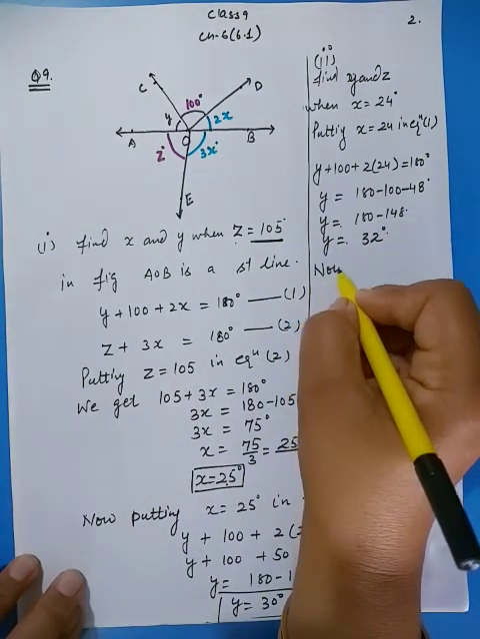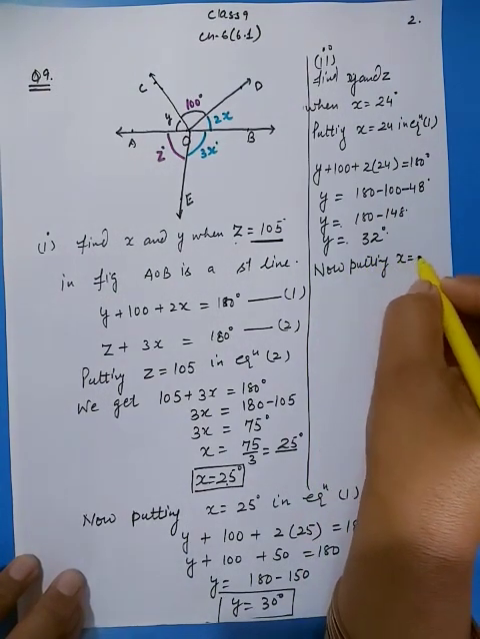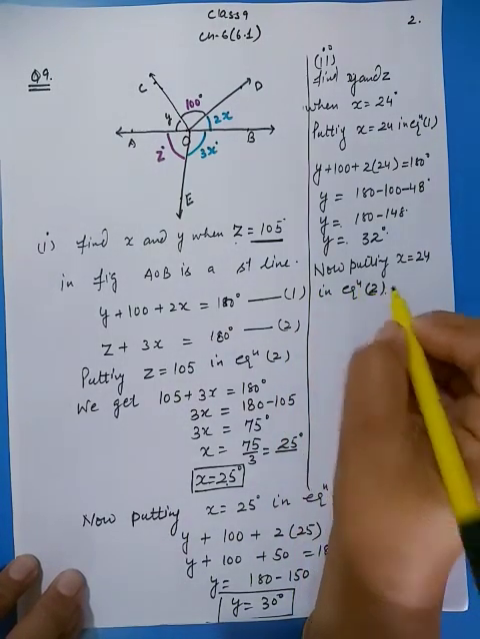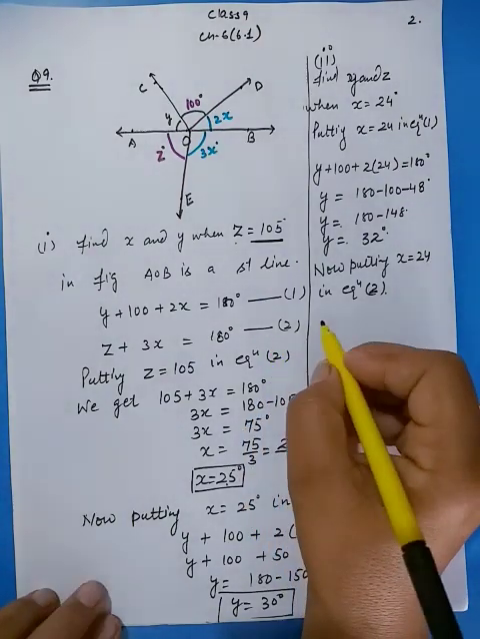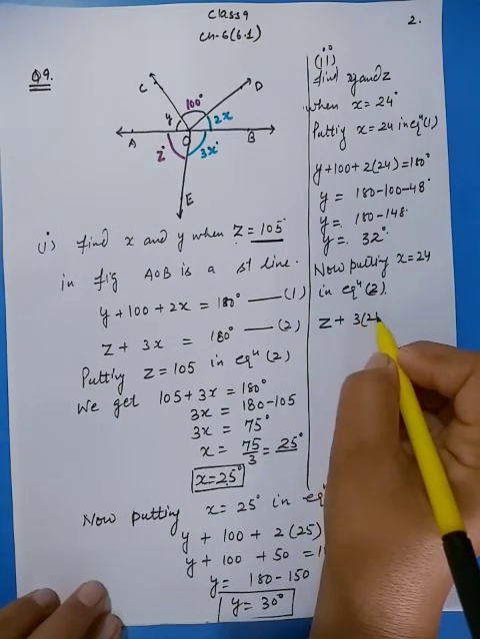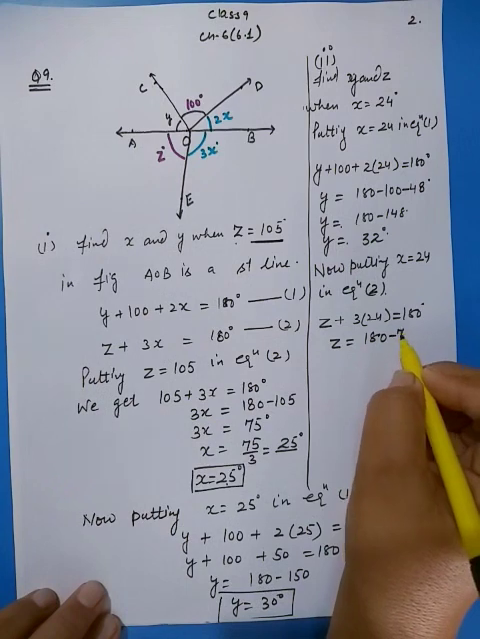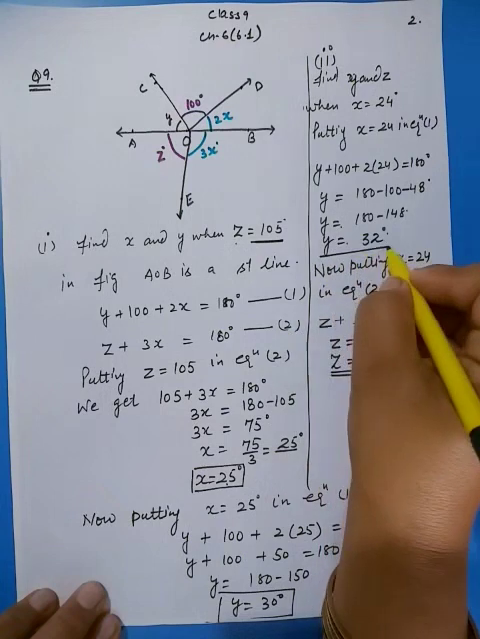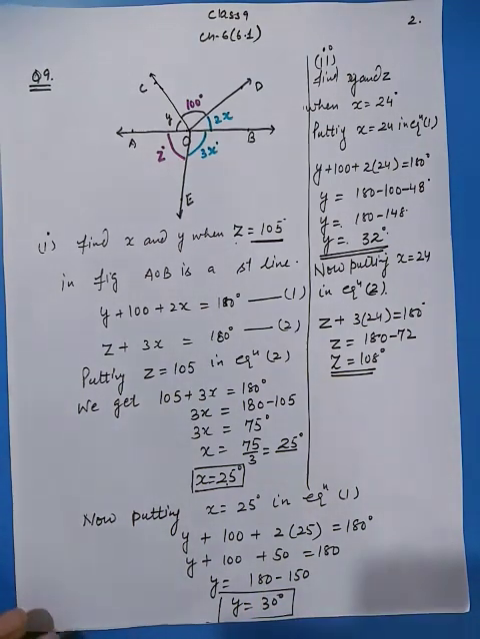Now putting x is equal to 24 in equation number 2: z plus 3 into 24 is equal to 180. z is equal to 180 minus 72, and z will be 108 degrees. So students, similarly you can try the third part of this question.